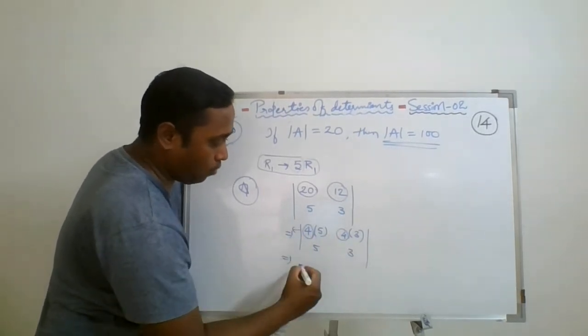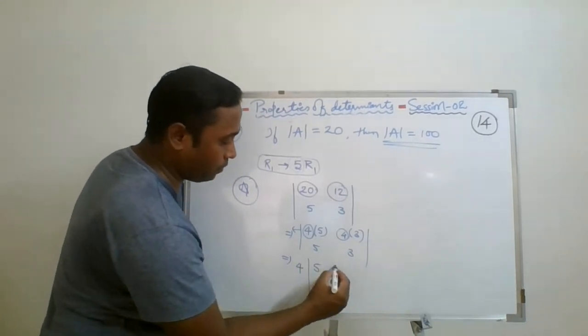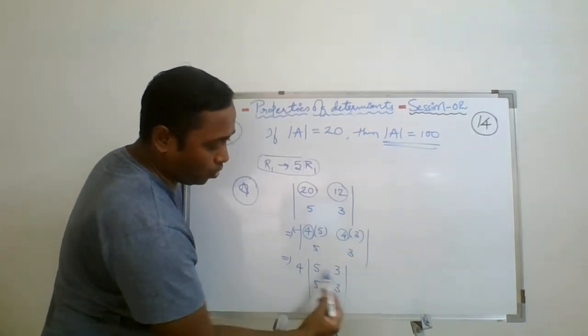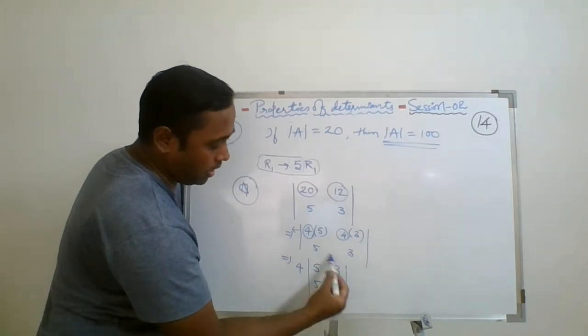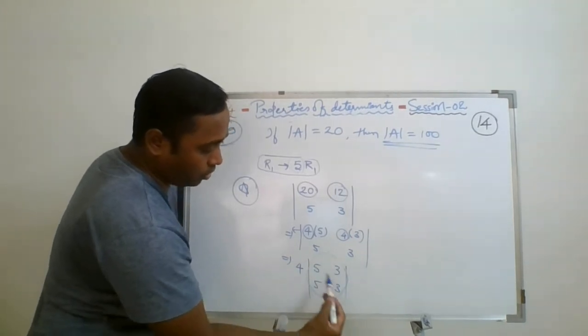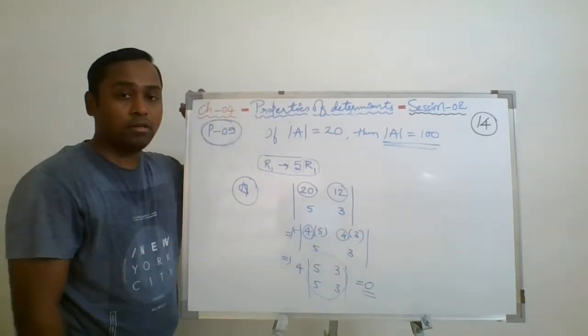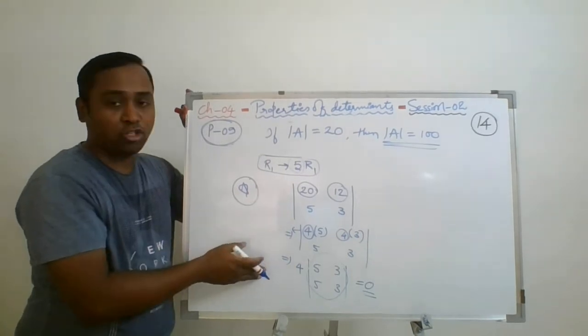If I take 4 as a common factor from row 1, I am left with 5, 3, 5, 3. So here the two rows, or two columns, are identical, hence its value is 0. 0 into 4 is 0. This is a use of property number 9 to calculate such determinants.